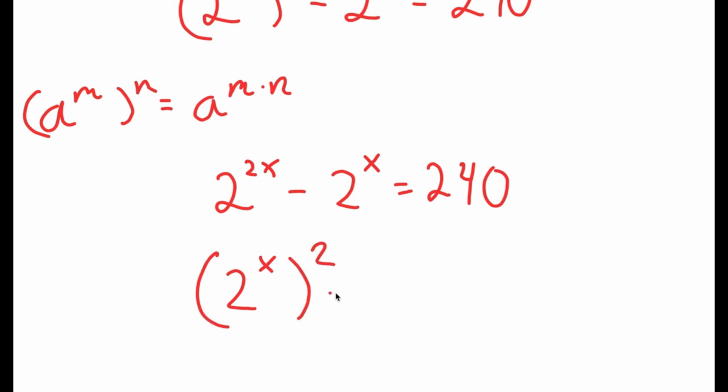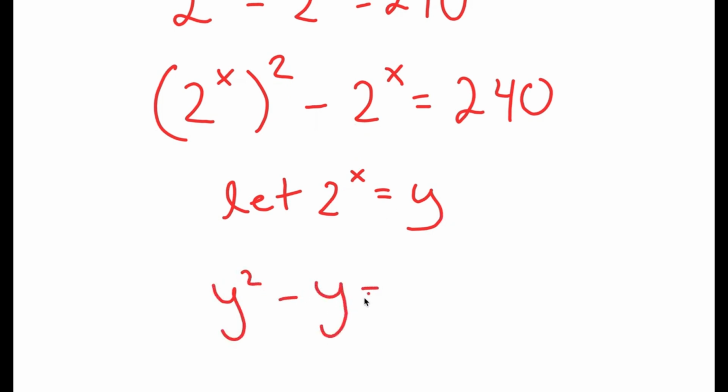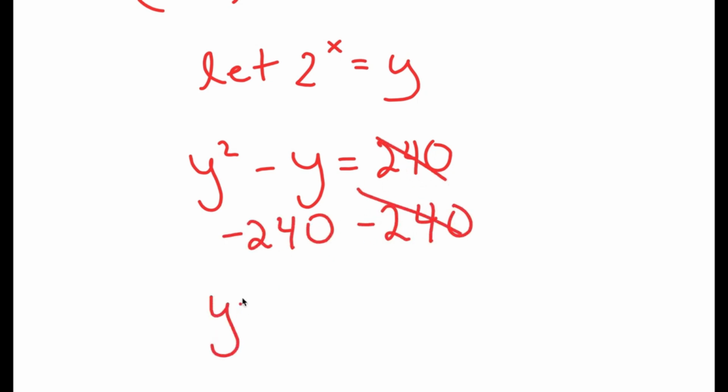So I get 2 to the power of x to the power of 2 minus 2 to the power of x is equal to 240. Now from here, I'm going to let 2 to the power of x equal to the variable y. So if I substitute in y for 2 to the power of x, I get y squared minus y is equal to 240. And now I can subtract 240 on both sides. So these two cancel out and I get y squared minus y minus 240 is equal to 0.